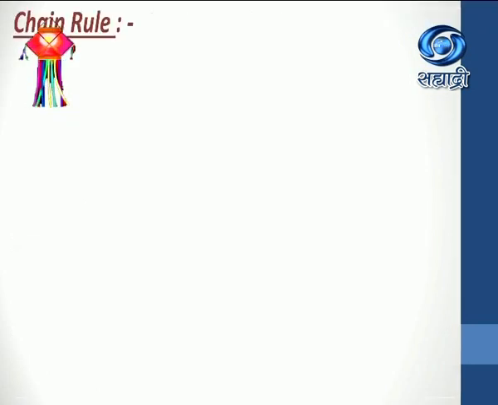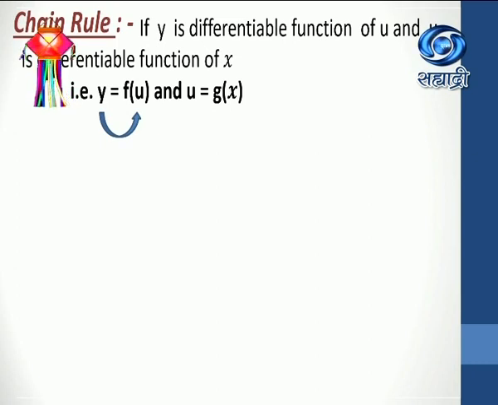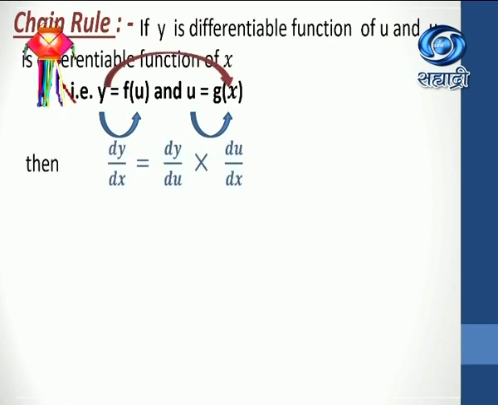We cannot find the derivatives of composite functions directly. To find the derivative of a composite function, we have to use the chain rule. Chain rule: if y is a differentiable function of u and u is a differentiable function of x, that is y equals f of u and u equals g of x, means y is a function of u and u is a function of x, in turn y becomes a function of x. Then dy by dx equals dy by du, because y is a function of u, into du by dx, because u is a function of x. So dy by dx equals dy by du into du by dx.